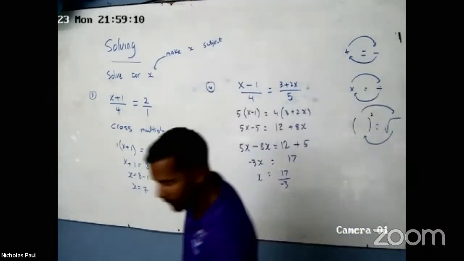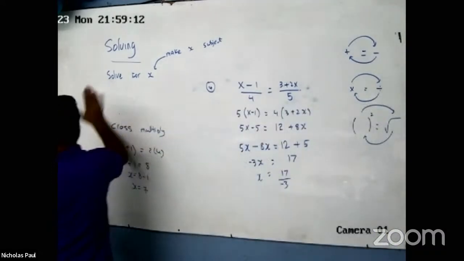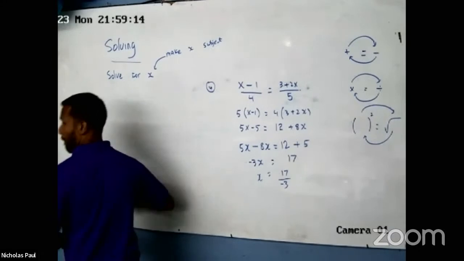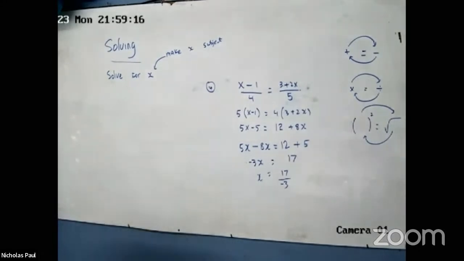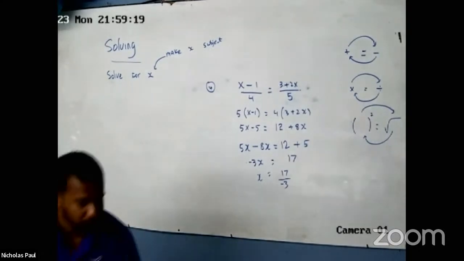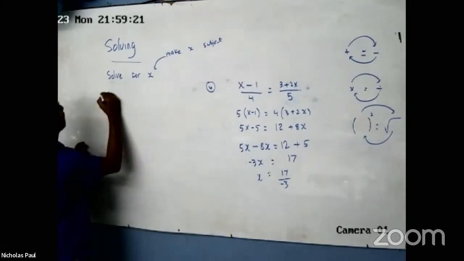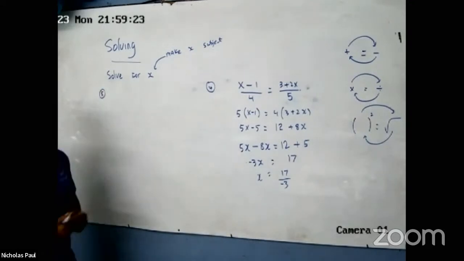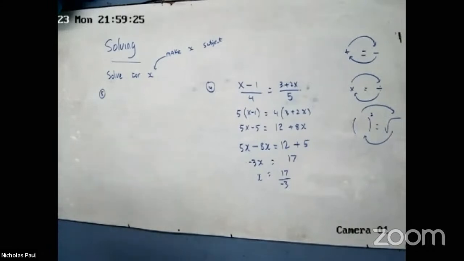Copy down. Let's go again. That's the exact answer, 17 over minus 3.